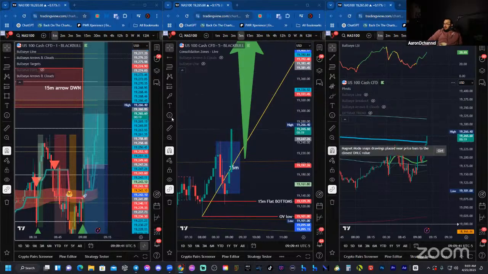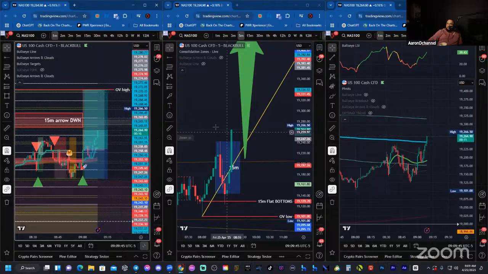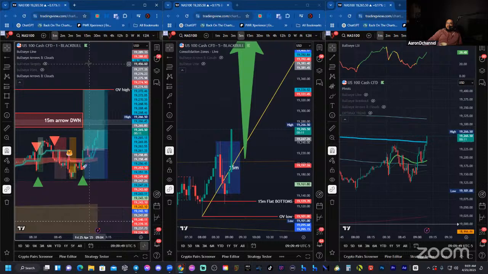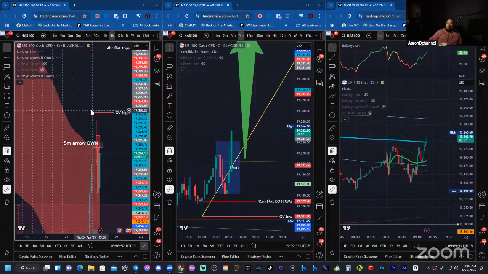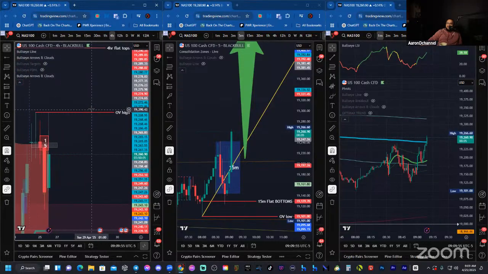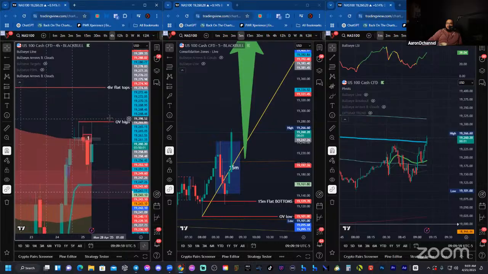I made my arrow bigger. All right, so I see the overnight highs as a potential target. I also see, yeah, thank you for patience and a clear mind, right? I see the 4-hour flat tops just sitting up there chilling. We could make our way up, slow ascent.